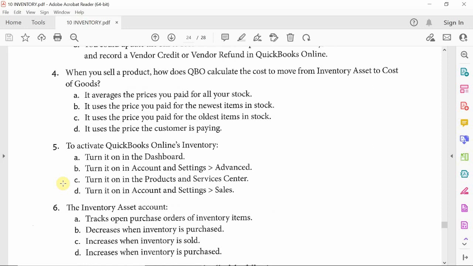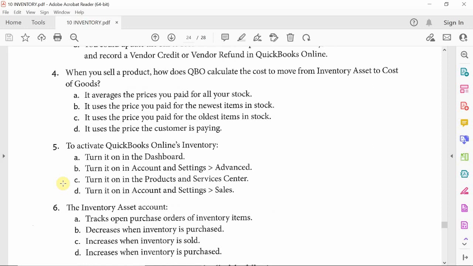A, would you turn it on by going through the dashboard? Nope, that's not a setting where you can turn features on and off. B says turn it on through the account and settings, advanced settings. No, because there's no section for that. Letter C says turn it on in the products and services center. You have to turn it on before you're able to access the products and services center. So it's an initial step you have to do.